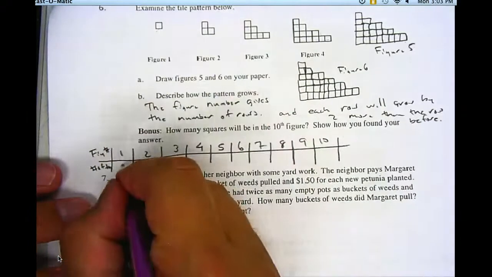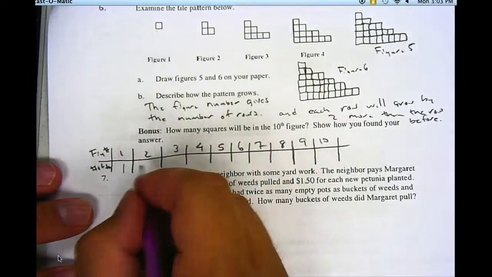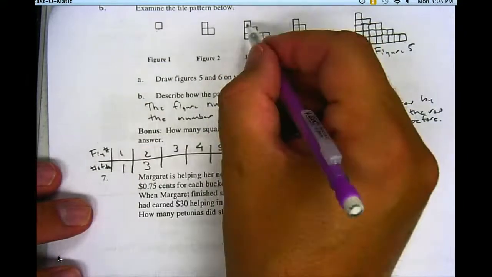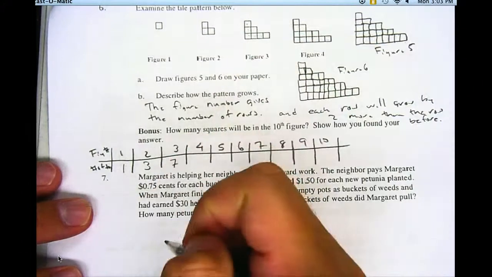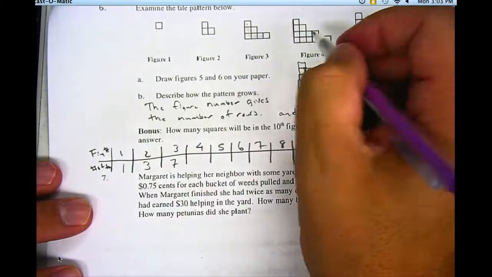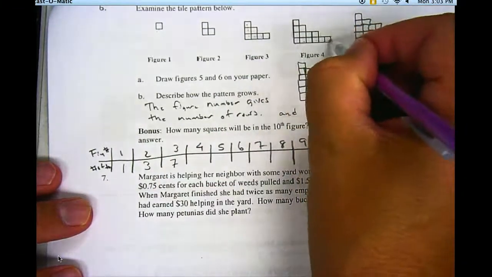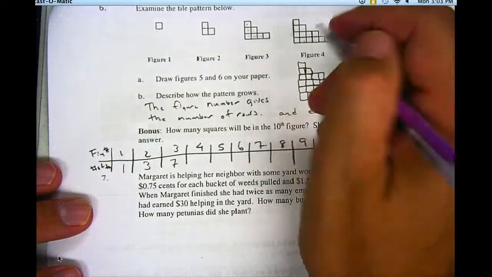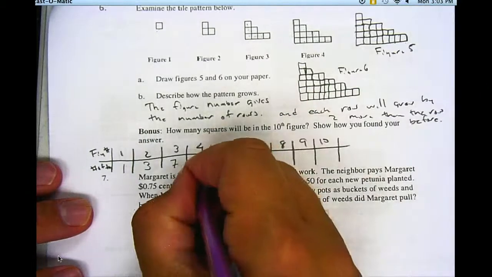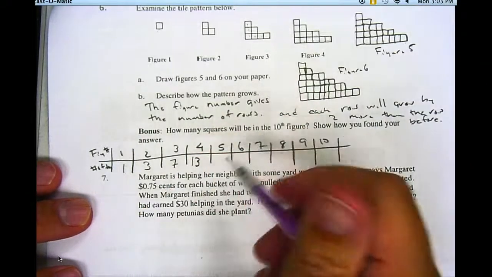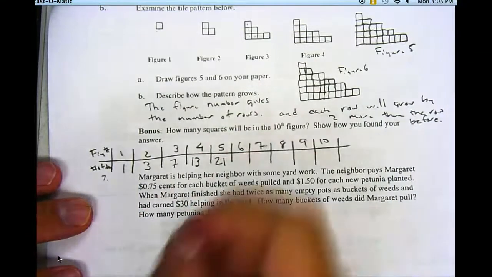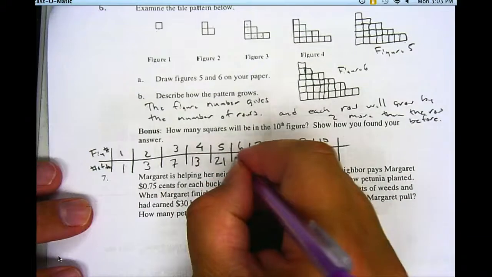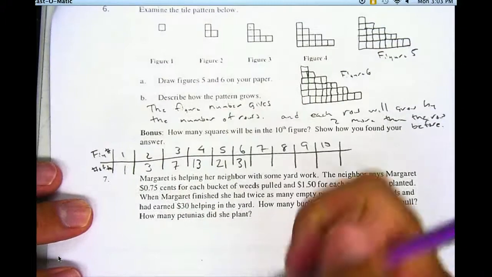Figure 1 has 1 tile. Figure 2 has 3 tiles. 1, 2, 3, 4, 5, 6, 7. That has 7 tiles. The next figure has 13. So that grew by 6. Then this one's going to grow by 8, so it's going to be up to 21. And this is going to grow by 10, so it's 31. Let's see if I got that right.